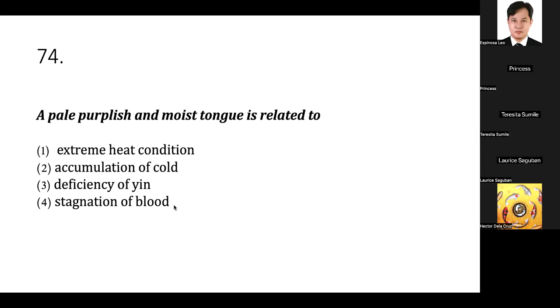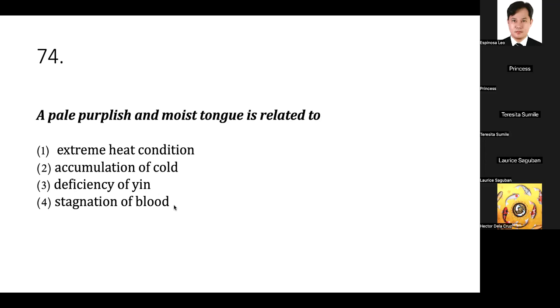Let's go to number 74. Mukhang pagod yata. Kagagaling mo lang ba sa service? Galing sa labas, Doc. Punta tayo sa number 74. Pagod na, Doc. Number 74, dito ko na lang basahin.